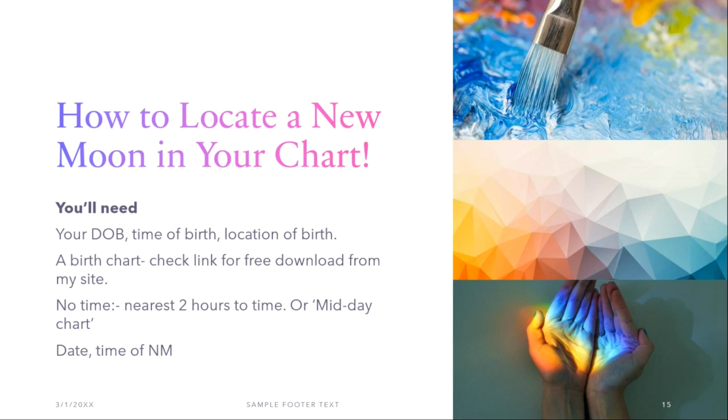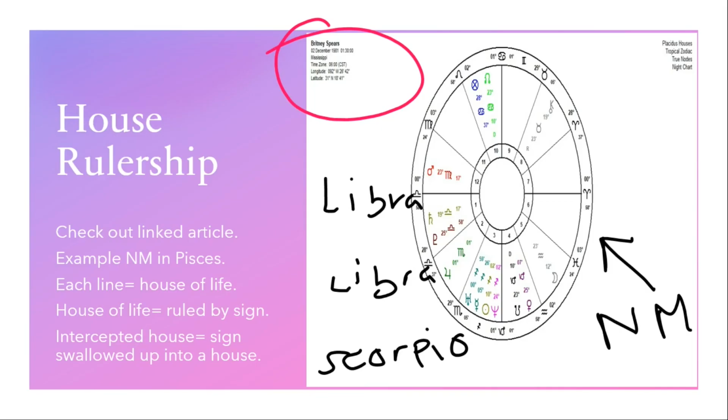You'll also need the time and date of the new moon that you want to look at. Here's an example that we're going to go through to look at how we can locate a new moon. The example we're going to use is Britney Spears. She is my most favorite Sagittarius in the world. I'm a big fan. I like to look at her chart every now and again and use her as an example because she's been through so much and her chart is quite teachable. It's quite good to teach people things.